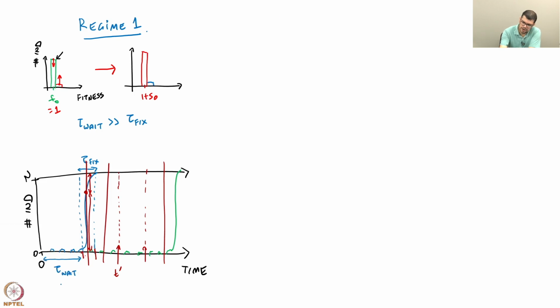So this was regime 1, and as against this we have regime 2, in which these time constants, their relative strengths, are flipped. Now we have a scenario where tau wait is much less than tau fix. So the waiting time is very short. That means the supply of new beneficial mutations is rapid, and the time it takes for each beneficial mutation to go to fixation is longer. So while it is going to fixation, newer mutations will happen because tau wait is so much smaller than tau fix.